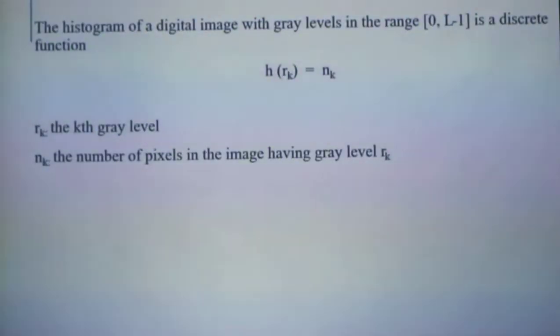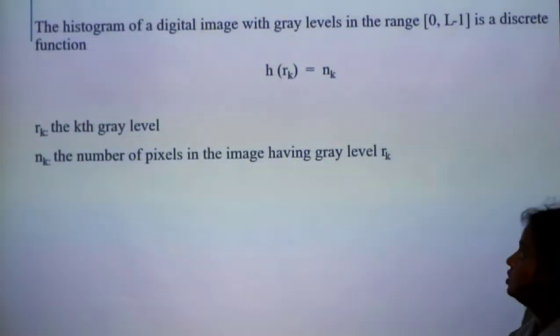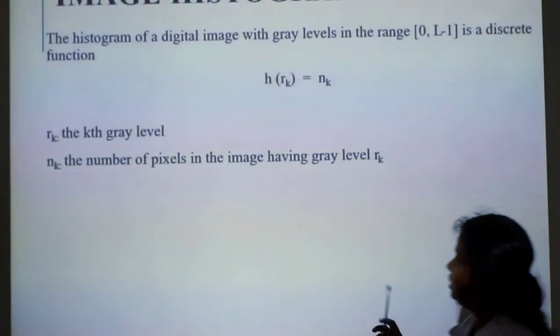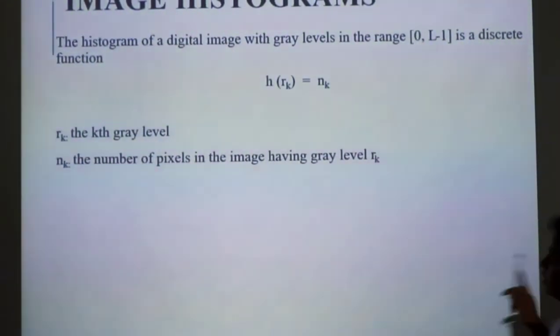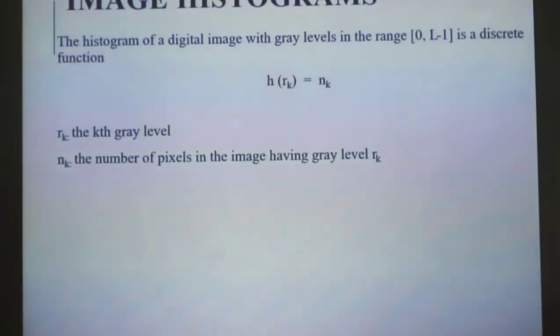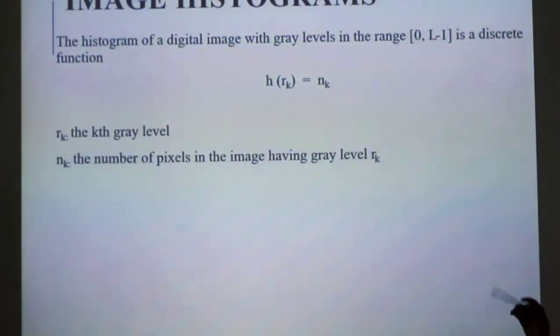Next, the histogram of a digital image with gray levels in the range 0 to L minus 1 is a discrete function. L minus 1 relates to the number of gray levels. Suppose the gray level values are 8, from 0 to 7.